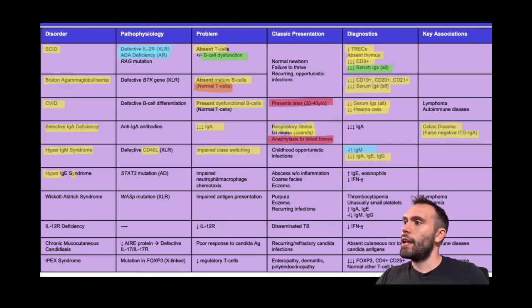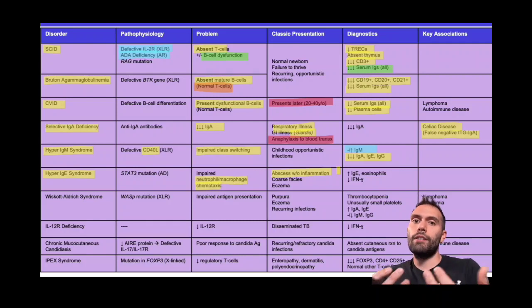In hyper IgE syndrome, the issue here is impaired neutrophil macrophage chemotaxis. So this is kind of like what we talked about with leukocyte adhesion deficiency. We're going to have lack of inflammation because the neutrophils are not getting the signal to come to a certain part of an infection or an area that should be having some level of acute inflammation. And because of that, we're not going to have a lot of inflammation, and we're also going to have some classic features here, coarse facies we talked about, eczema. And when we look at the labs, IgE is typically going to be elevated in hyper IgE syndrome. IgE elevation very concomitant with eosinophils being very high. Now, the other thing to remember here is the interferon gamma is often low.